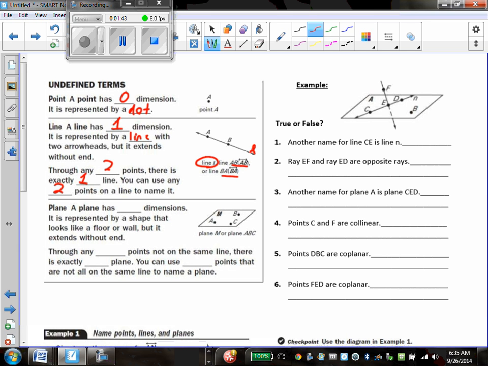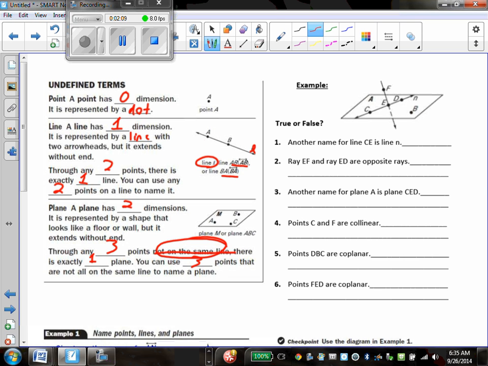And then we have a plane, which has 2 dimensions. Looks like a floor or wall, extends without end. We need 3 points, this is key, that are not on the same line in order for us to be able to say that there is a plane. We need 3 points, though. Has to be 3 points.